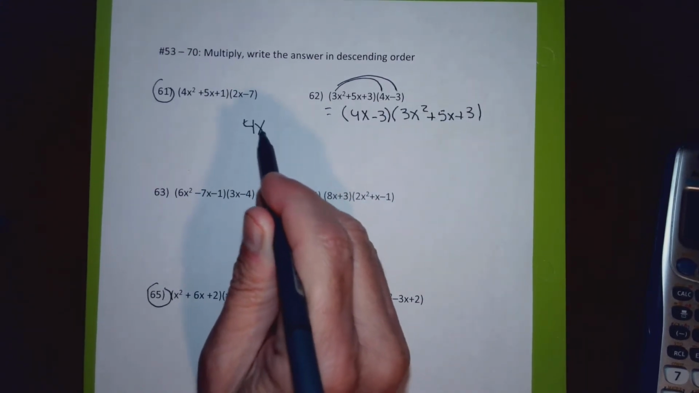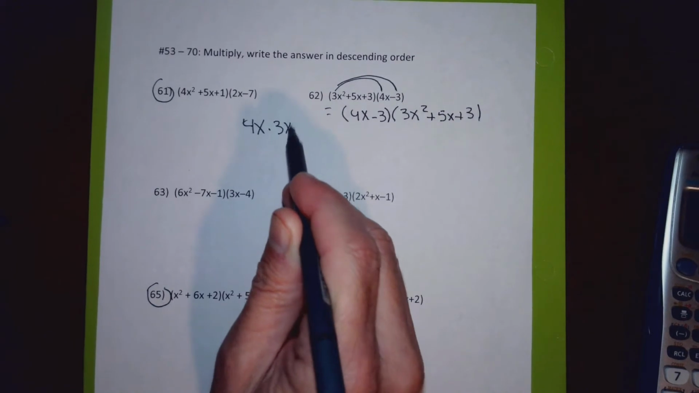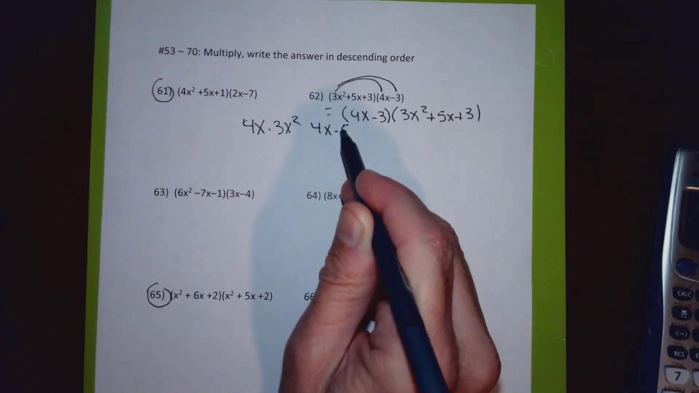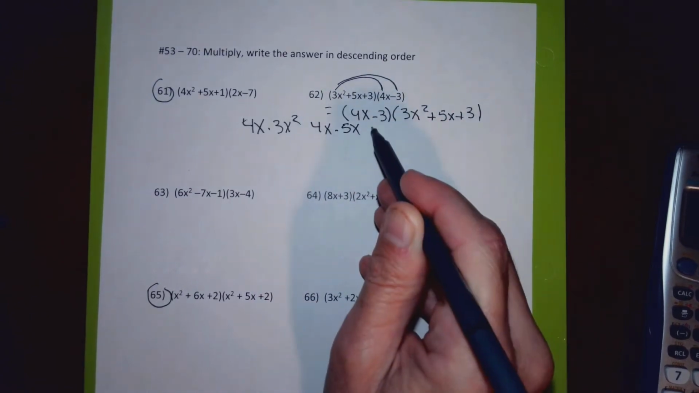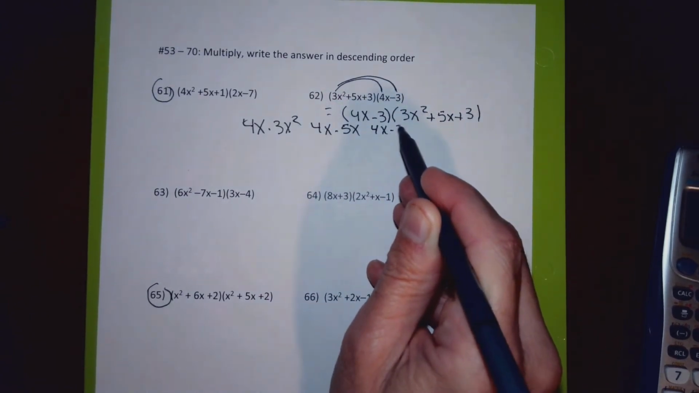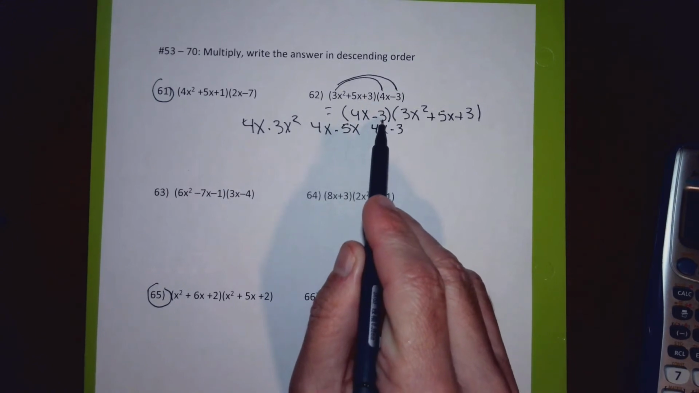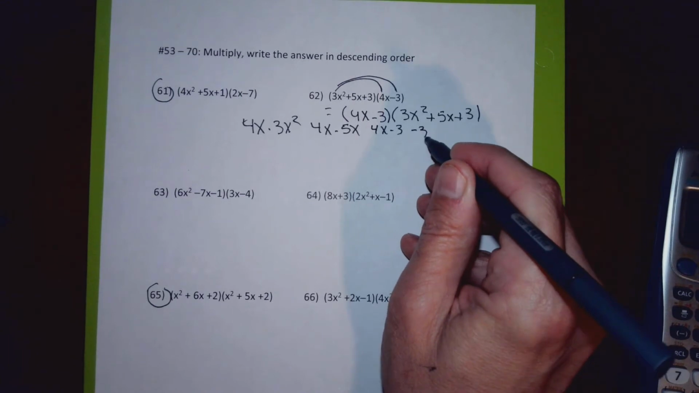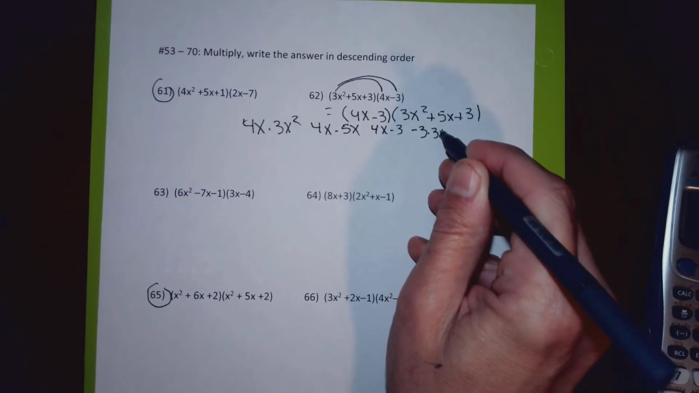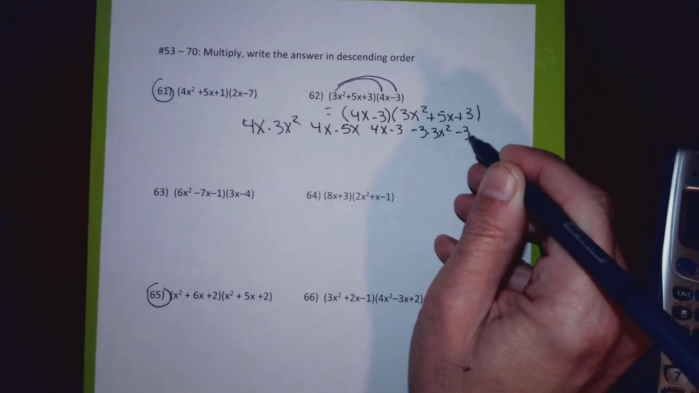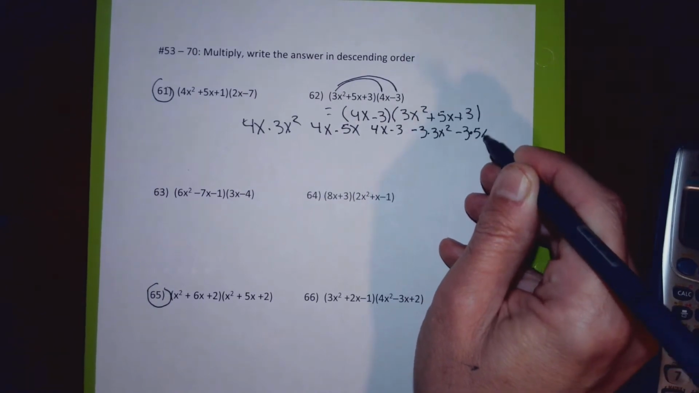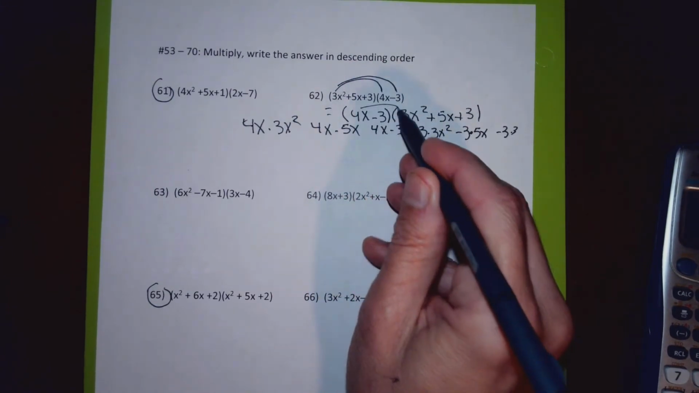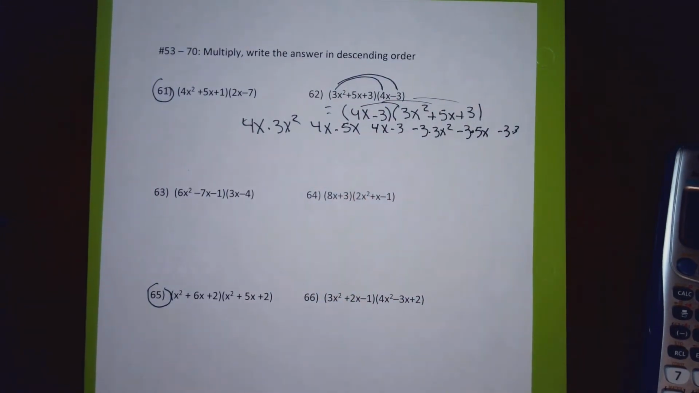So 4x times 3x squared, 4x times 5x, 4x times 3, and then the minus 3 in the left parentheses by each of the 3 terms in the right parentheses. So minus 3 times 3x squared, minus 3 times 5x, and minus 3 times 3. So each term in the left parentheses gets multiplied by each term in the right parentheses.